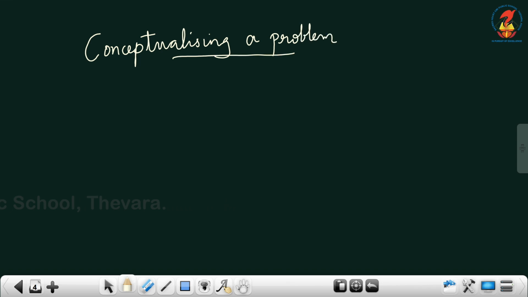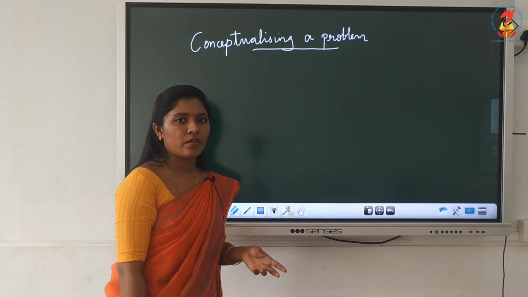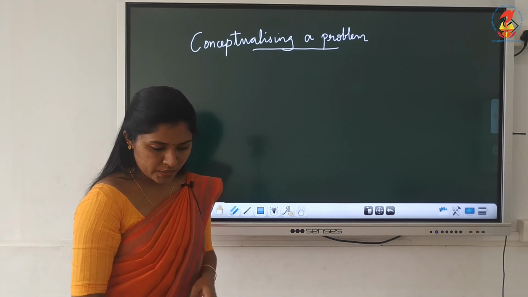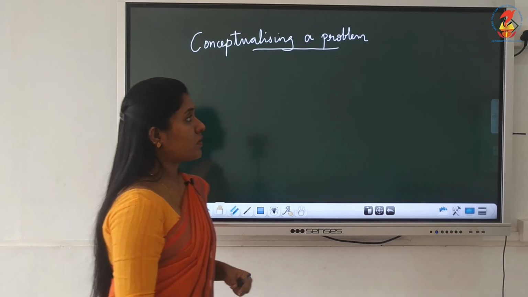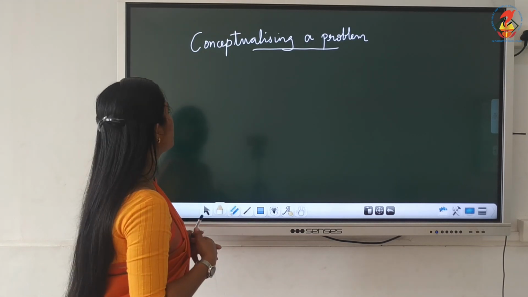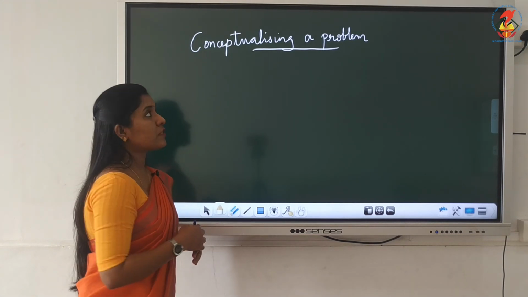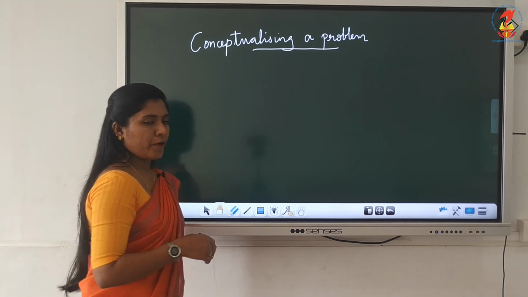So we need to follow some steps when we do psychological inquiry or scientific research. There are 4 steps. Now we are discussing them one by one. The first one is conceptualizing a problem.